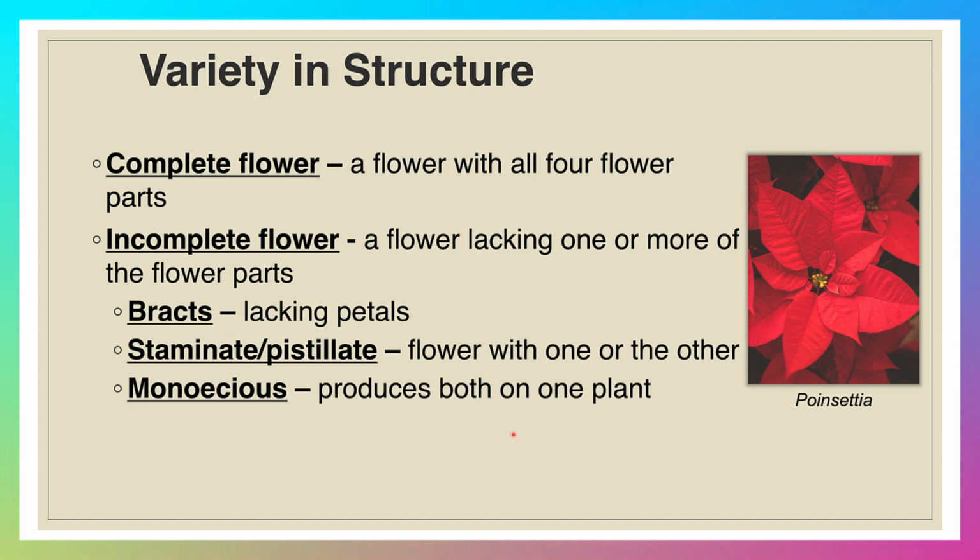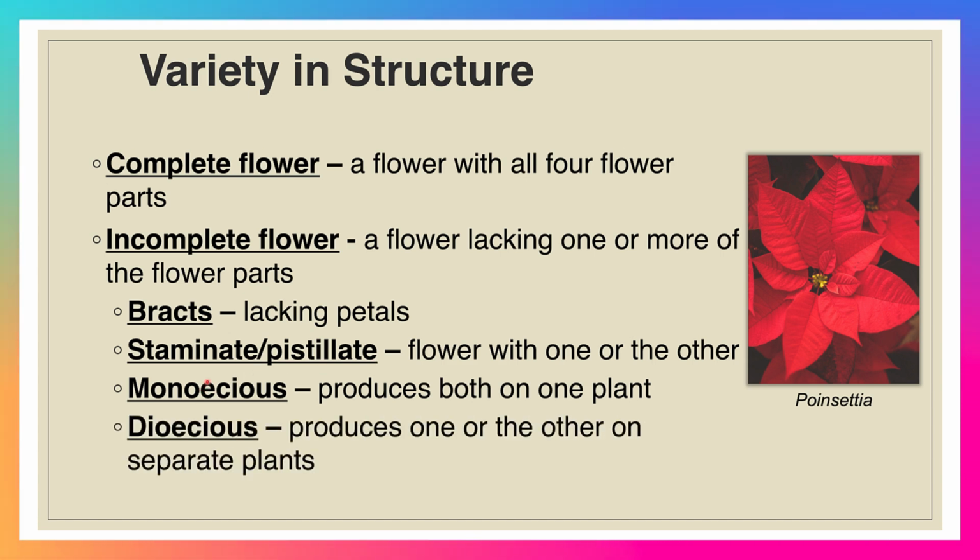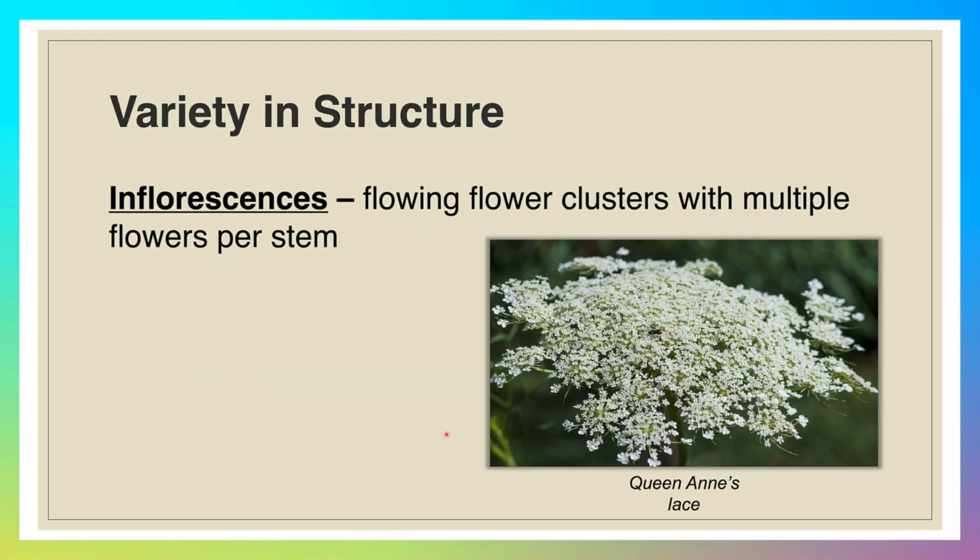Now, a plant that produces both staminate and pistillate flowers is called monoecious, whereas a dioecious plant only produces either staminate flowers or pistillate flowers on different plants. This Queen Anne's lace is an example of what's called an inflorescence. An inflorescence is a flowering structure with multiple flowers per stem.